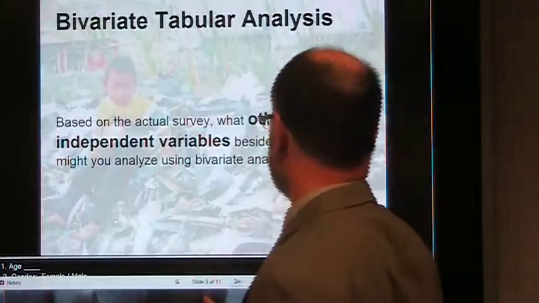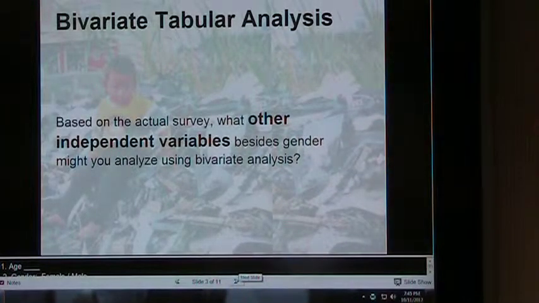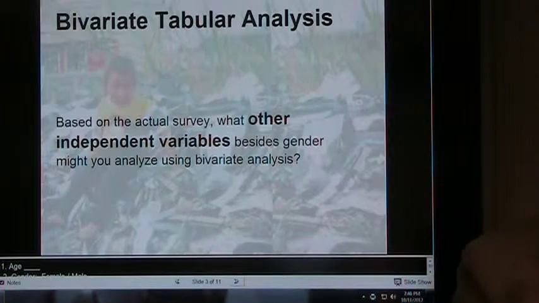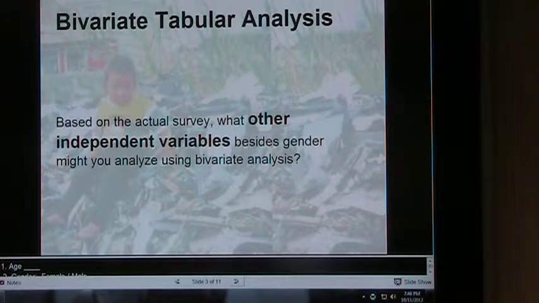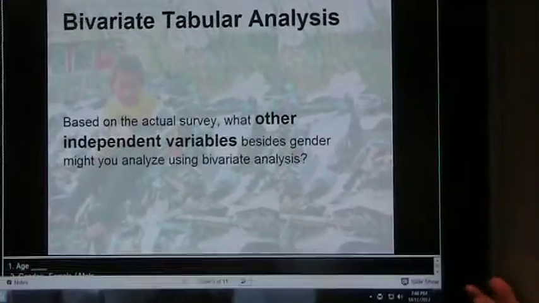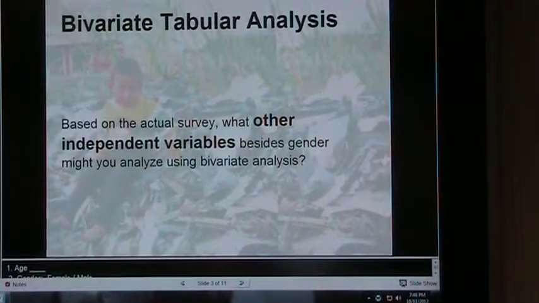And advancing our slide. So bivariate tabular analysis is based on the actual survey. What other independent variables besides, oh, here's a question for you guys. What other independent variables maybe could we have used? Age. Age. All right, age is completely independent of our treatment. What other kind of variable? Socioeconomic. Socioeconomic status, right.